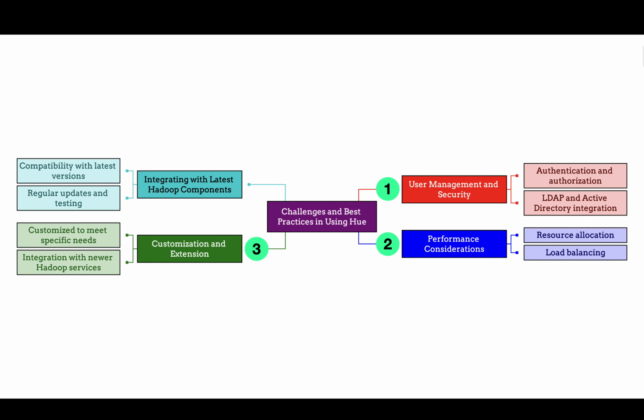3. Customization and extension. HUE can be customized to meet specific needs. Extending its capabilities to integrate with newer or custom Hadoop services may require additional development. 4. Integrating with the latest Hadoop components. Keeping HUE compatible with the latest versions of Hadoop components can be challenging. Regular updates and testing are required to ensure smooth integration.